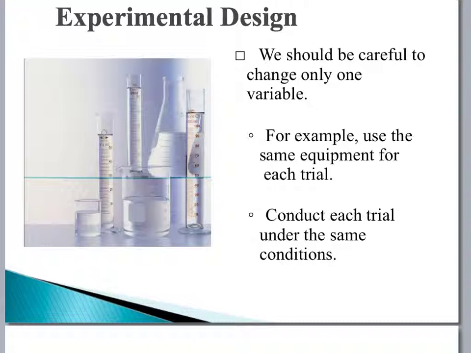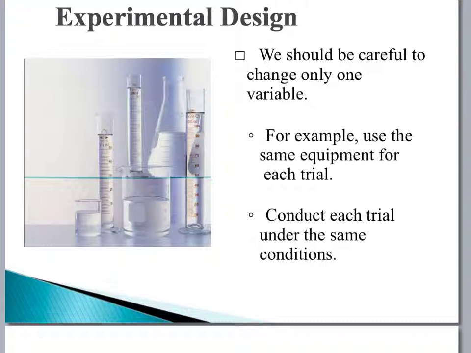Another couple of things that we want to talk about: again, we should still be careful to only change one variable. If you change more than one variable, your experiment is just not reliable. That could be the amount of water you're using or the amount of something else that you're using. For example, you should also use the same equipment for each trial. So you want to be careful that you're not changing up graduated cylinders and you're not changing up beakers.